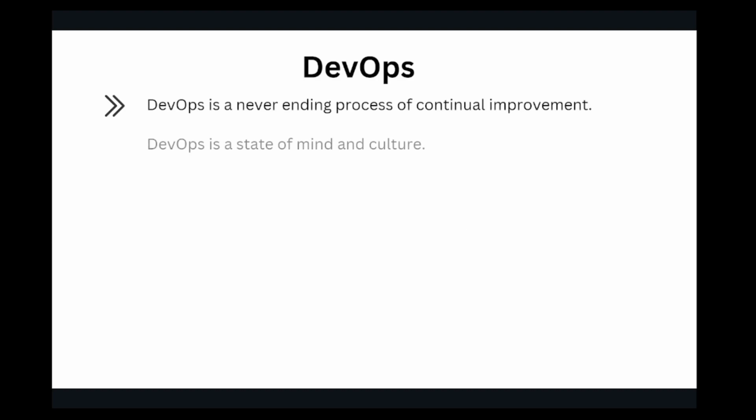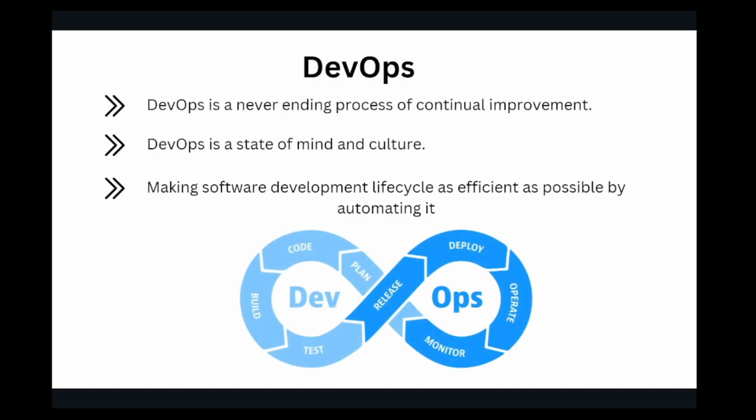So before understanding what is Azure DevOps, we need to have an understanding about what DevOps is. So let's just recall what DevOps is. DevOps is a never-ending process of continual improvement. It's not a person or a tool. Instead, it's a state of mind and culture where we are moving forward to make the software development lifecycle as efficient as possible by automating it. So that's what DevOps is all about.